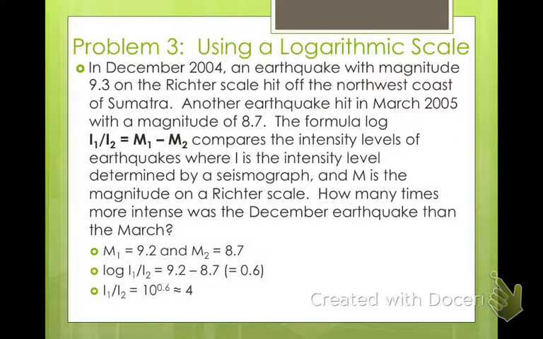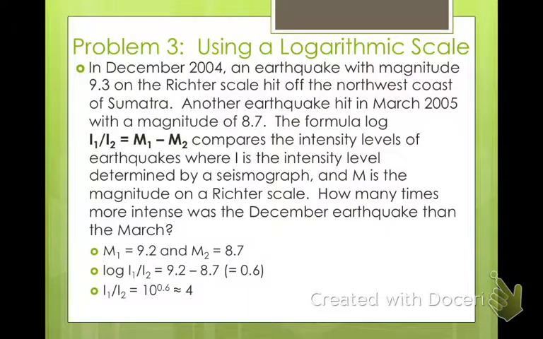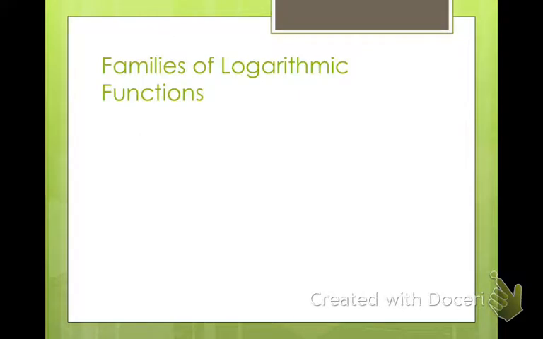In order to rewrite those, remember if there's no base written, it's assumed that our log is base 10. So 10 to the 0.6 power equals I1 over I2, and 10 to the 0.6 power is about 4. So it was 4 times greater. The December earthquake was 4 times more intense, even though it was only a little less than a point higher on the Richter scale. So that kind of gives you an idea of how the Richter scale numbering works.